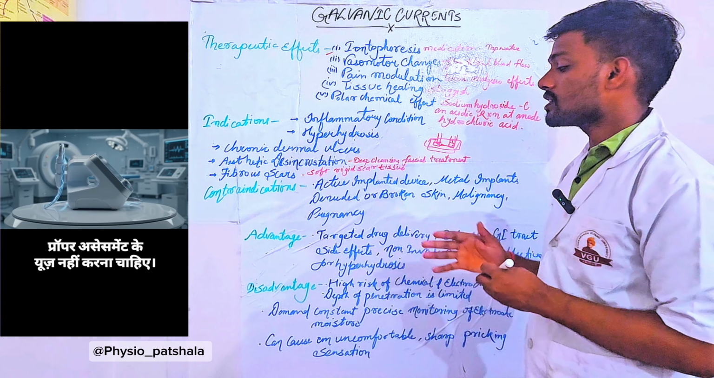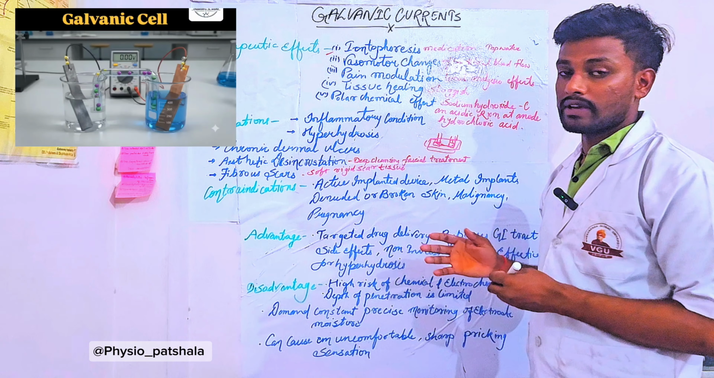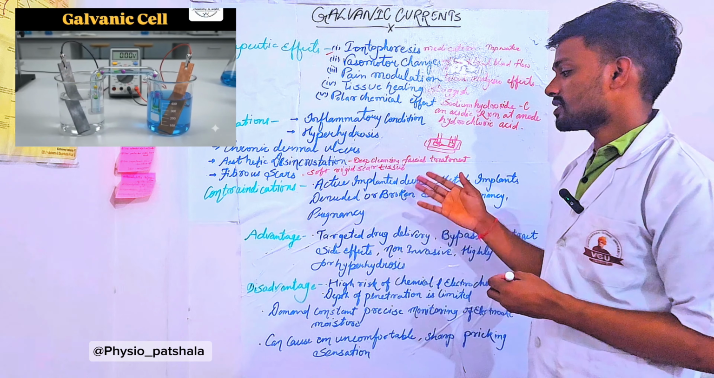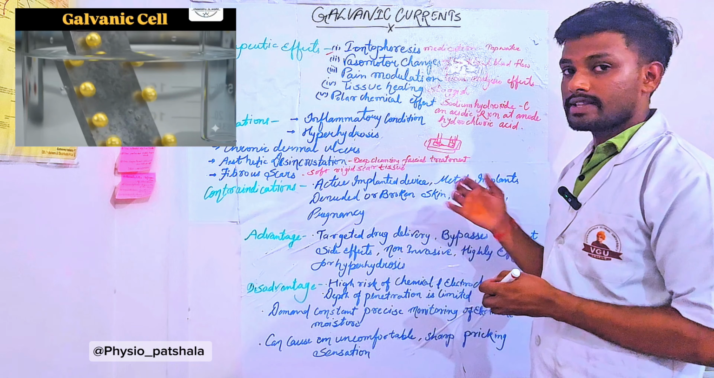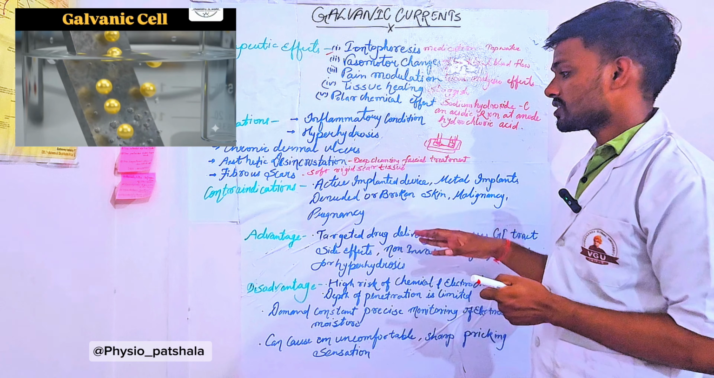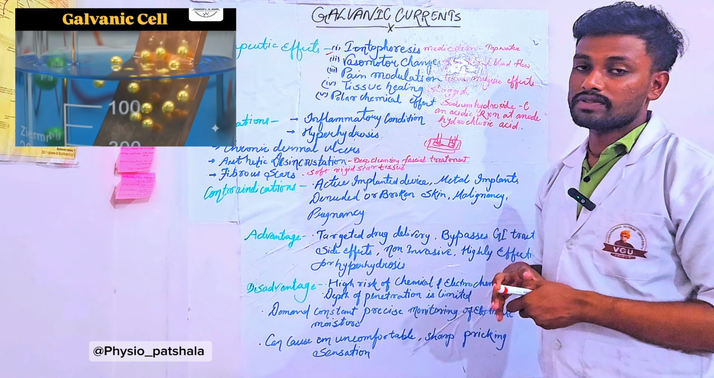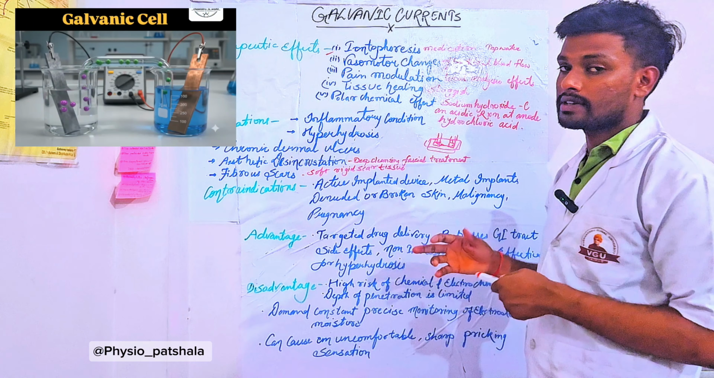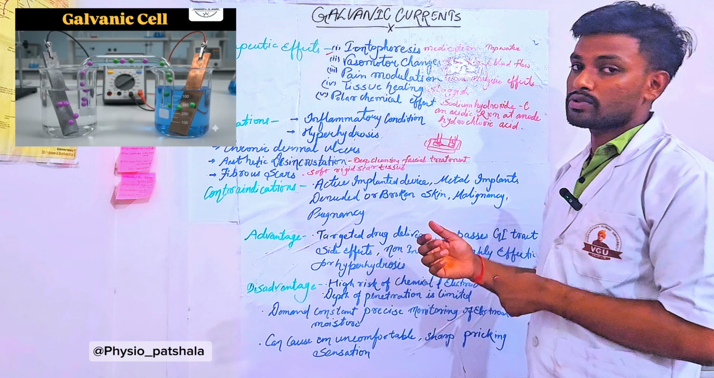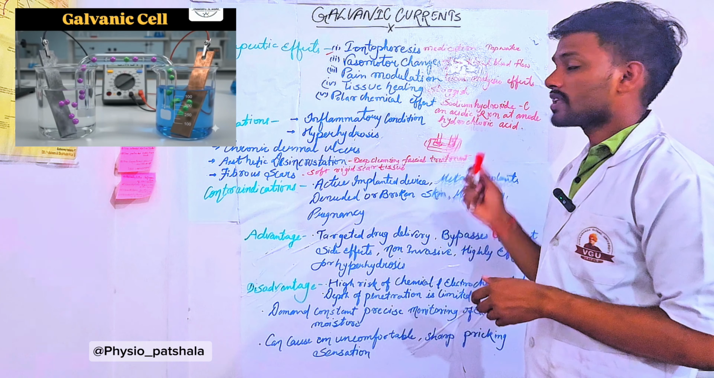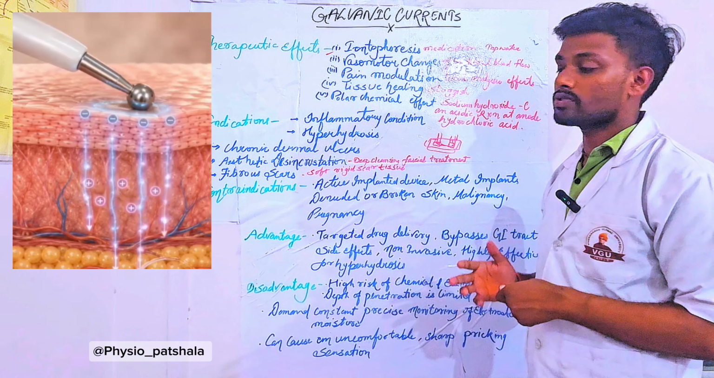The first one is an acute implanted device, which is a pacemaker or any other device implanted inside our body to facilitate any kind of bodily function. It is contraindicated, so we are not using the galvanic current. Metal implantation, like TKR, metal implants, screws or nails: we are not using galvanic current there because there is a chance of increased burns.